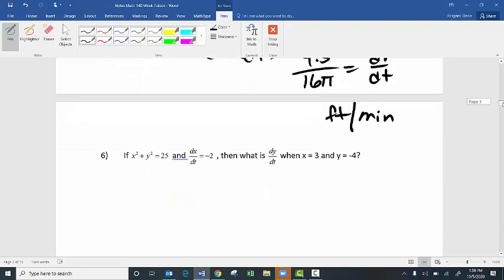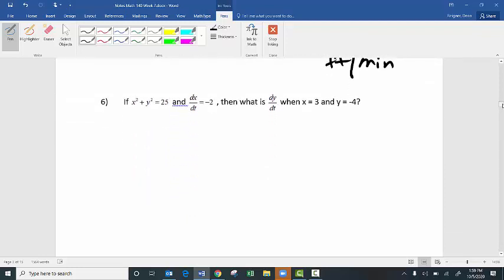This one over here, number 6, we'll do that one now. This is dx/dt, how the x's are changing. And then we want to find dy/dt, how the y's are changing, exactly when x is 3 and y is -4. So this equation up here, you're used to taking the derivative with respect to x. This one, we're going to take the derivative with respect to time. So this one's a little different.